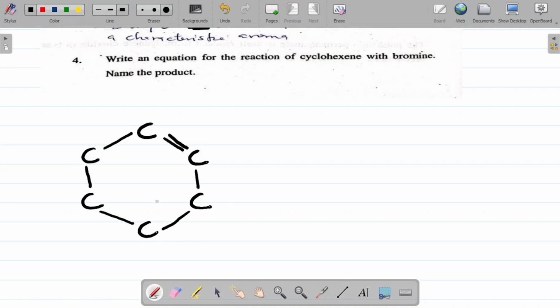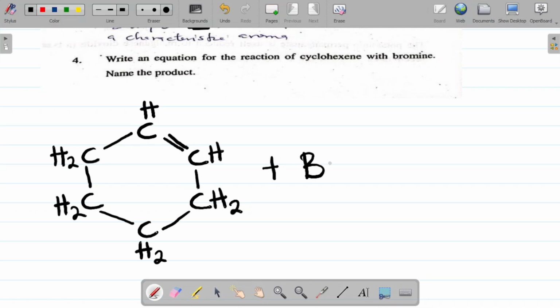Alright, so we have this. This one becomes CH. This becomes CH2. This becomes CH2. You can say H2C. Still correct? You can also say H2C. That's correct. Alright, so what I have here is called cyclohexene plus, they said plus bromine.